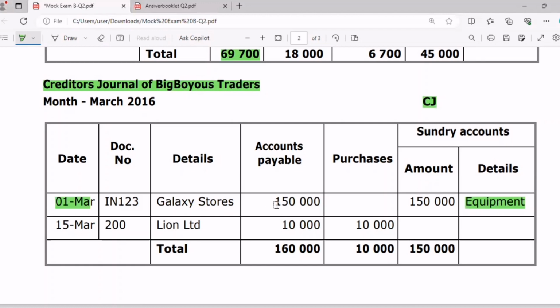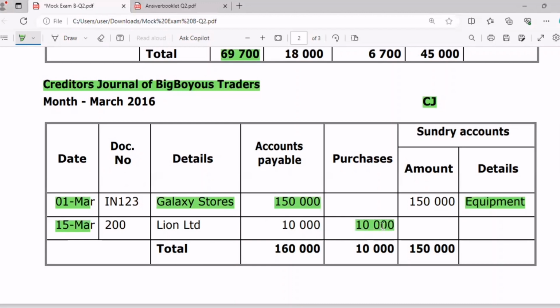The amount that we are owing for this equipment that we purchased on credit is 150,000. This was purchased from Galaxy Stores. So now we are owing these guys because we have acquired equipment from them and we haven't paid them. And then on the 15th of March, we made purchases.